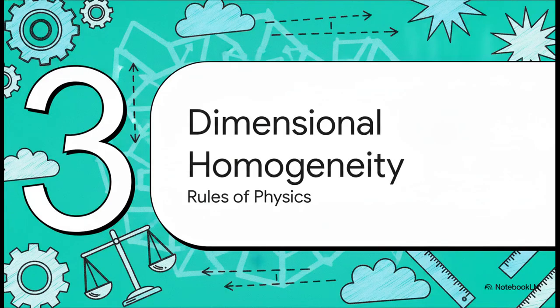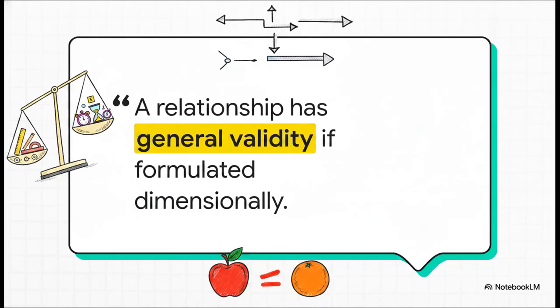Let's move on to Section 3, dimensional homogeneity. Now that we know the vocabulary, we need the unbreakable rules of the game.